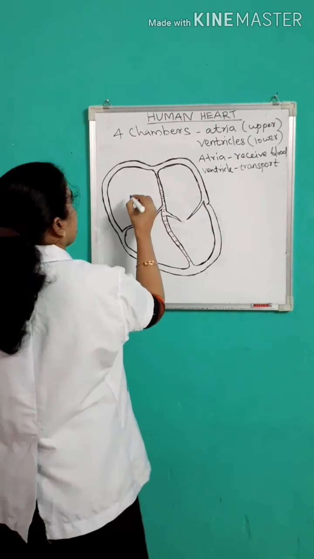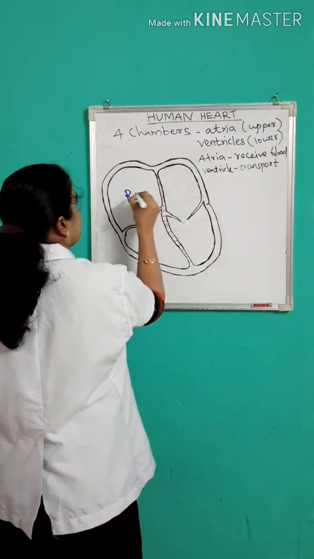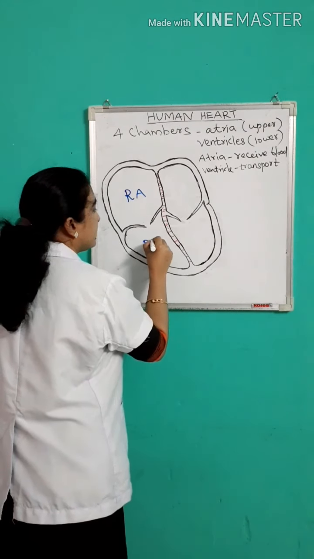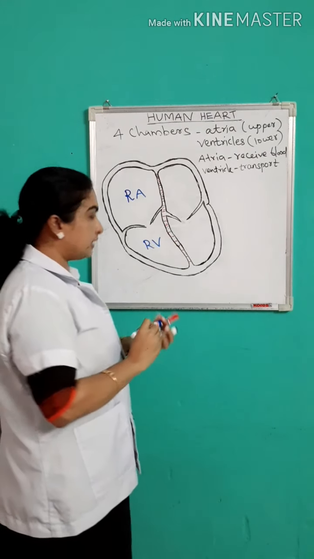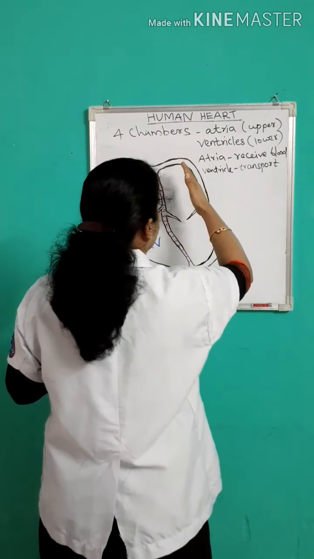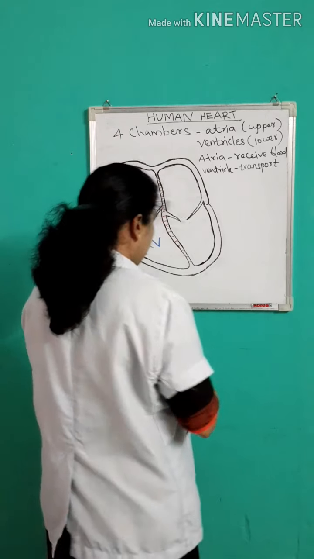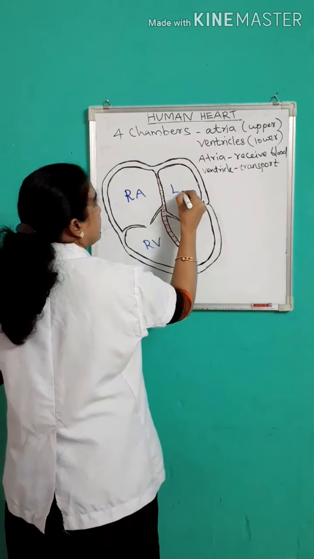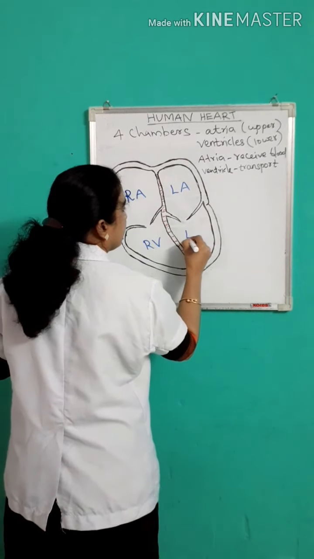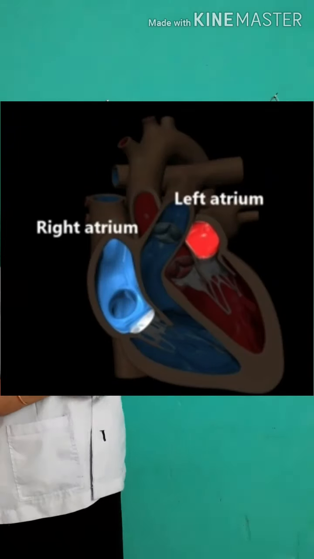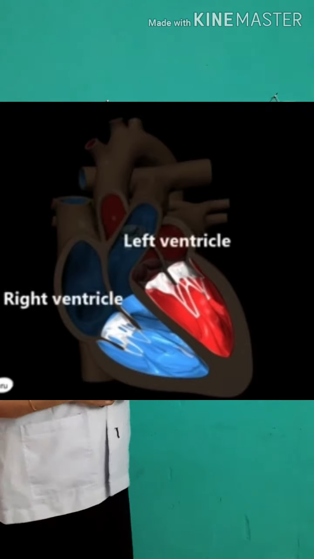See, right atrium, and this is the right ventricle. When you face the diagram, this is the right hand side, so this is the left side of the heart. Left atrium and left ventricle. Is it clear about the right side and left side?